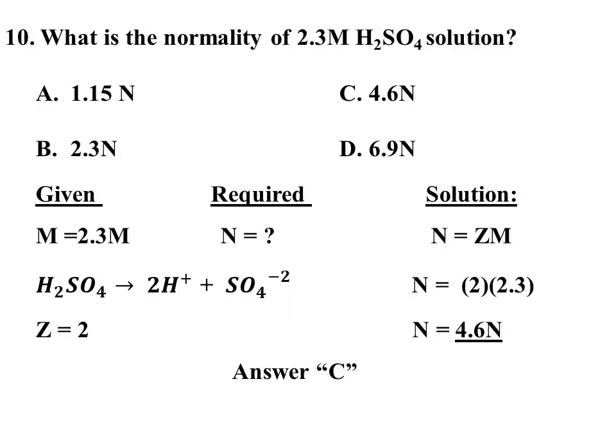We are asked to calculate the normality of the solution. Normality is directly proportional to what? Directly related with the molarity of the solution and the total positive charge. Therefore, normality equals Z times molarity, and normality equals 2 times 2.3, and normality is 4.6 normal. The answer should be C.